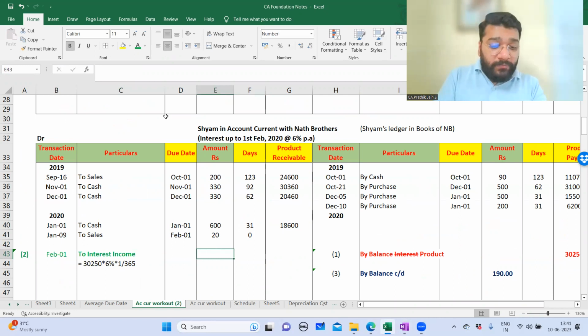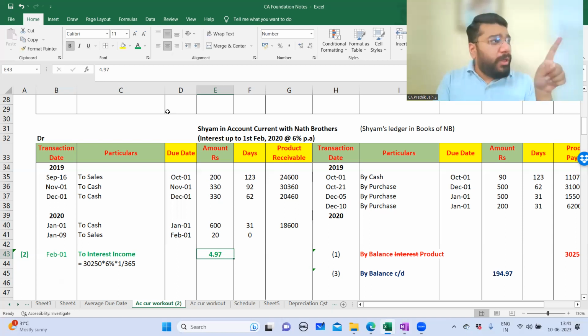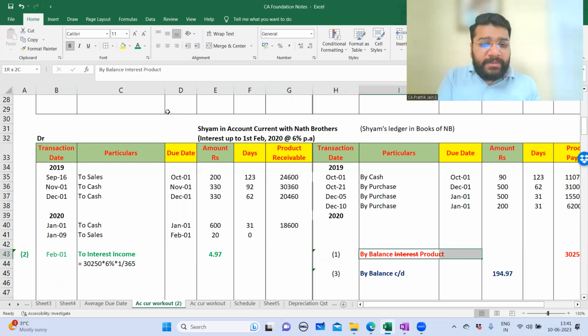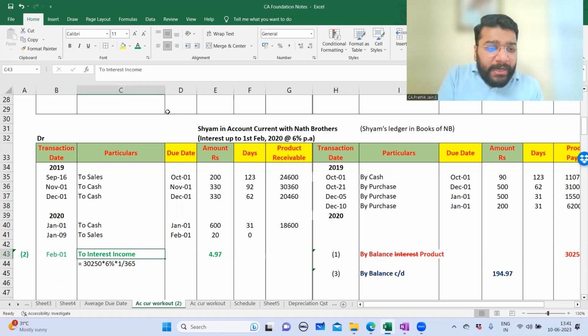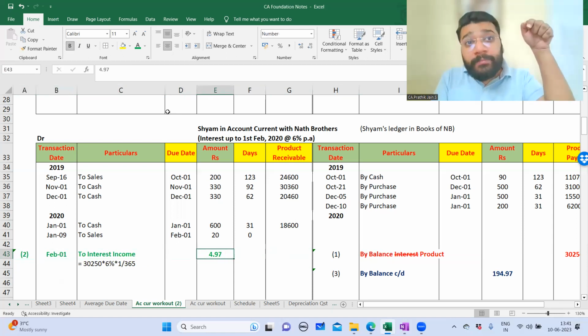In the amount column, 4.97. Any problem? So first thing, you prepared that tabular column, and you did the balancing first. See, I put the order, one bracket order. So first is balancing of product. Using that product, now you have to calculate what? Interest. So put that interest in which column?